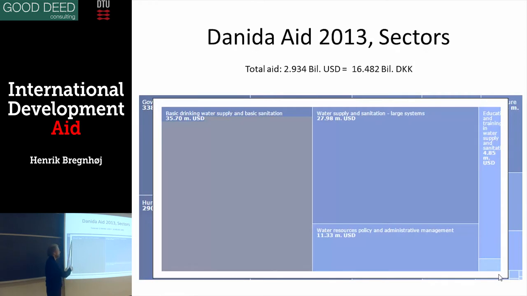But still, Danida agrees there is a lot to do. And $35 million, we are 35 here in this course. So it's $1 million per person per year. So that's not bad. It's not bad. Good news of today.